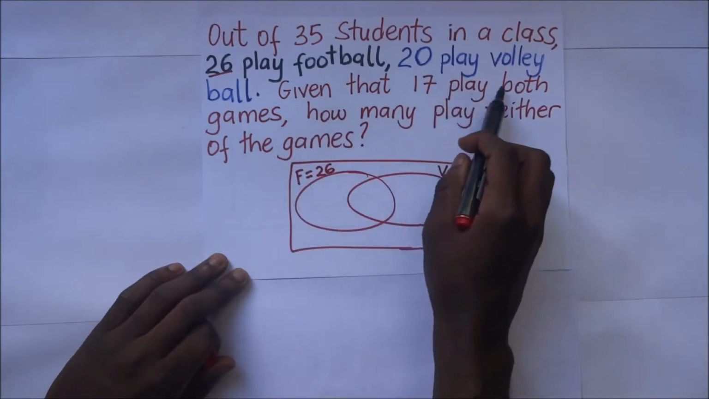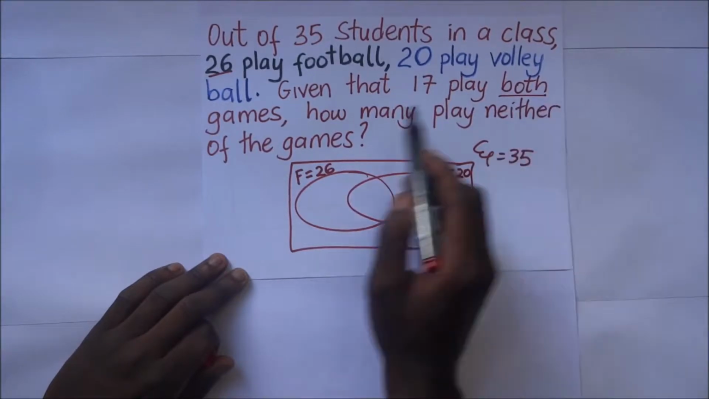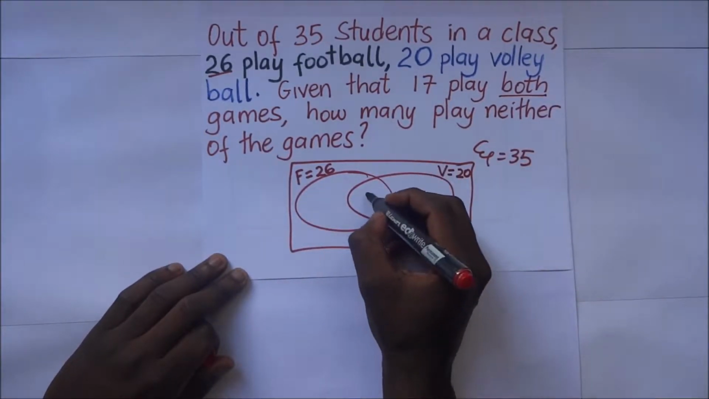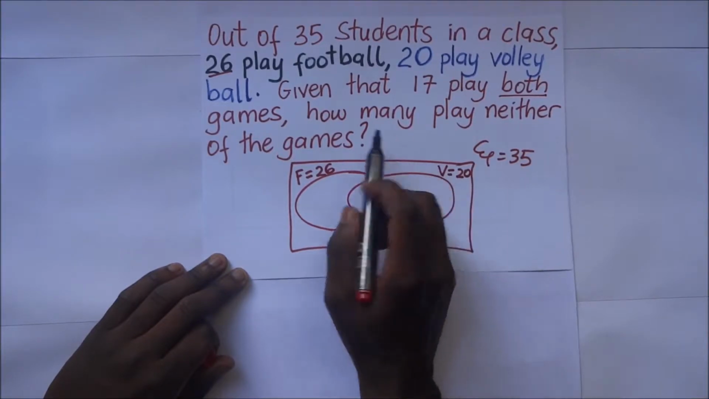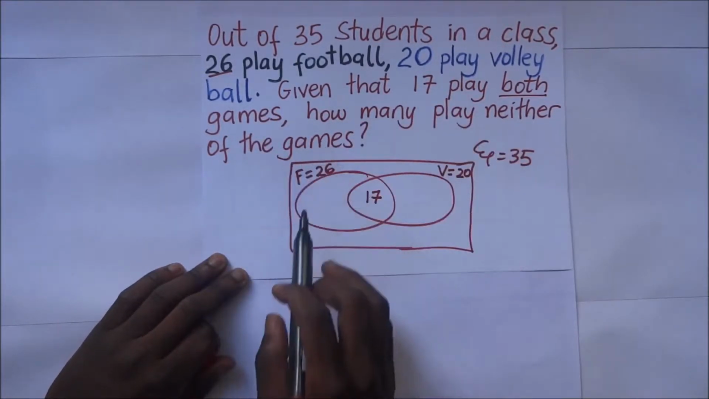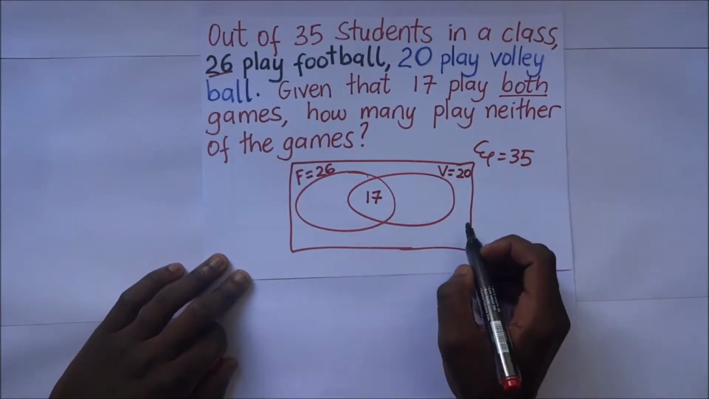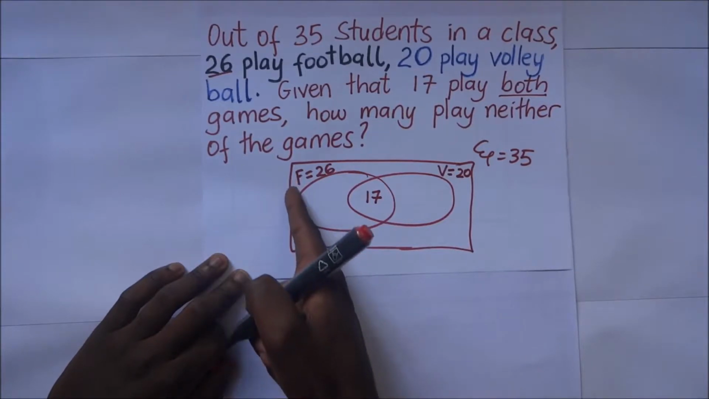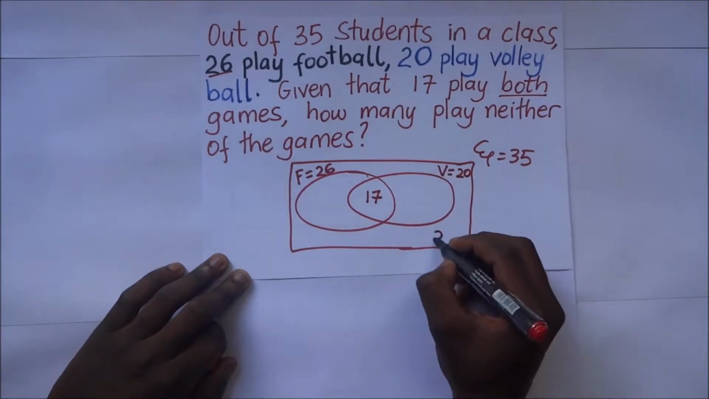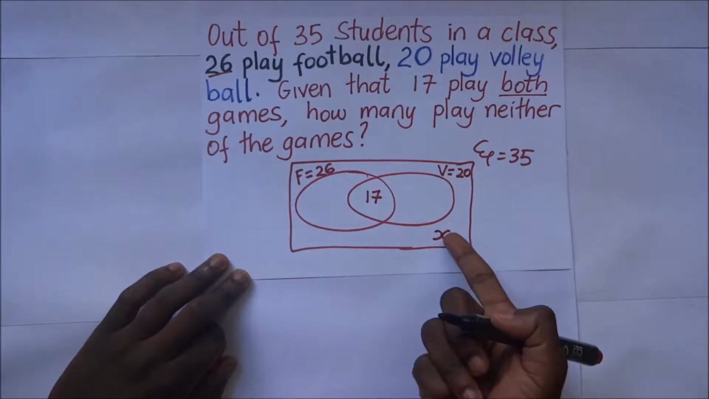Given that 17 play both games. So in the intersection, when they say both games, it means both football and volleyball. So those ones are in the middle here, 17. How many play neither of the games? Those that do not play any of the games are outside the circles. Let's call them an unknown x. So our task here is to find this value of x.